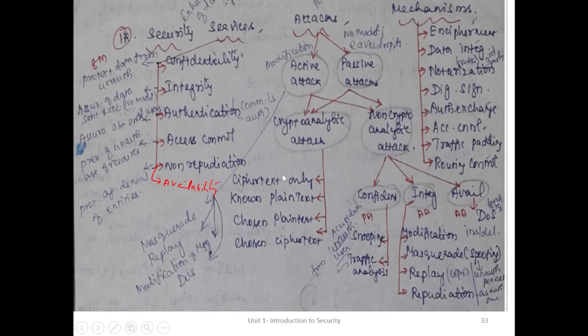Here, four types of attacks: ciphertext only, known plaintext, chosen plaintext, chosen ciphertext. Non-cryptanalytic attacks are for breaking confidentiality, integrity, and availability, which have some subdivision techniques in it. And there are 7 or 8 different security mechanisms available. These techniques support the services.